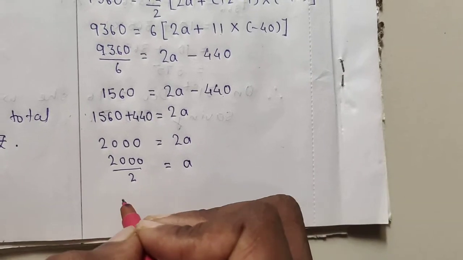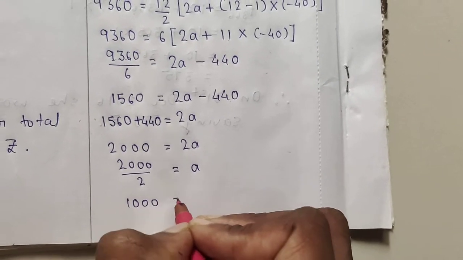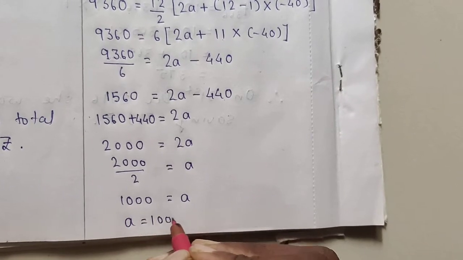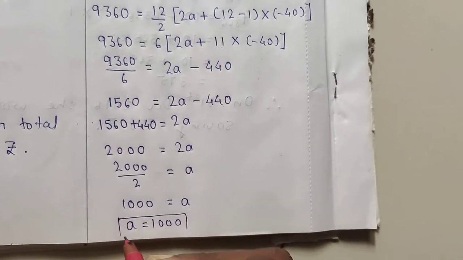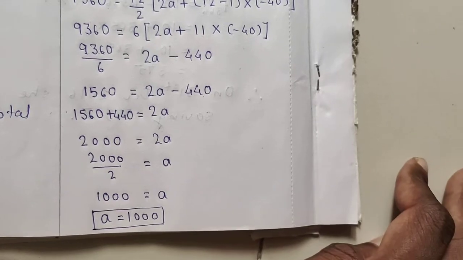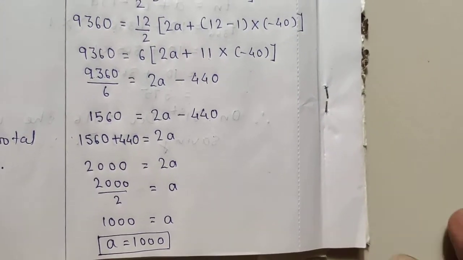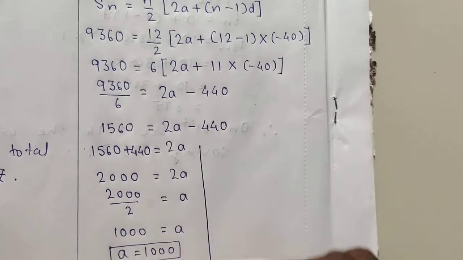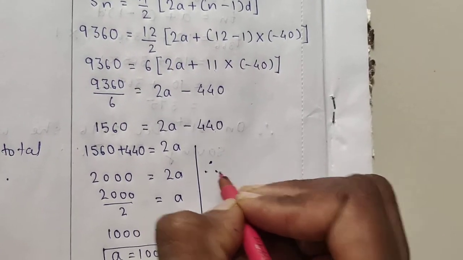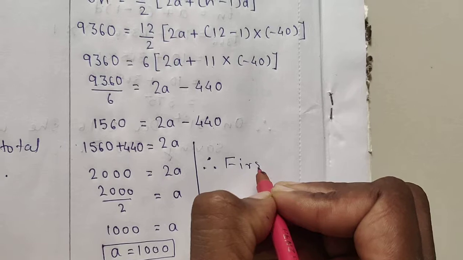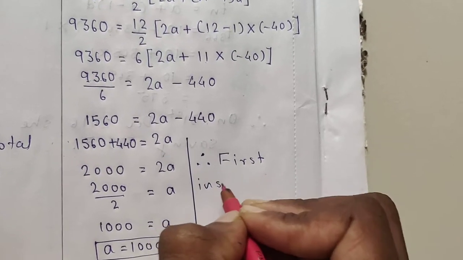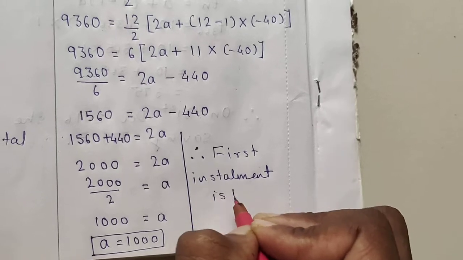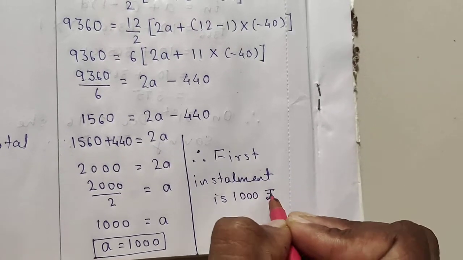Okay, now do the cancellation, so it becomes 1000. So 1000 equals A. So finally we got A is equal to 1000. Now since the A value is 1000, that means the first installment is 1000 rupees. So if you want, you can write our first answer, that is first installment. A means first installment, so first installment is 1000 rupees.